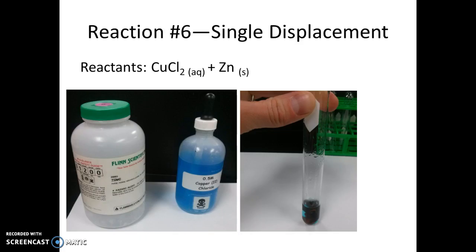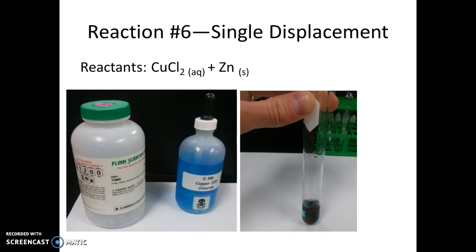You're going to be reacting that with zinc metal. And the zinc metal that you use for this lab kind of looks interesting. On the bottle it says mossy zinc. And it's mossy because it's really porous. It has a high surface area. And this helps in its reaction with copper 2 chloride.